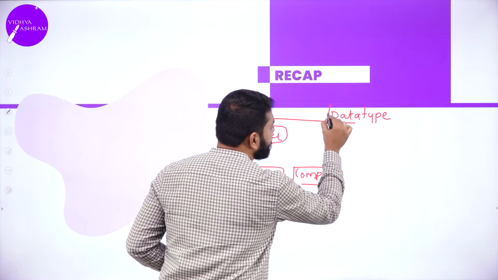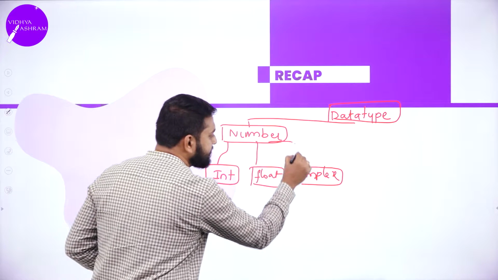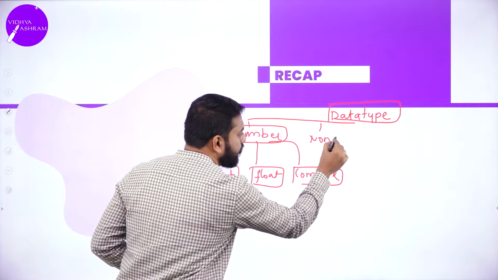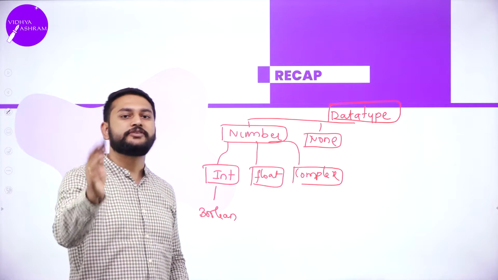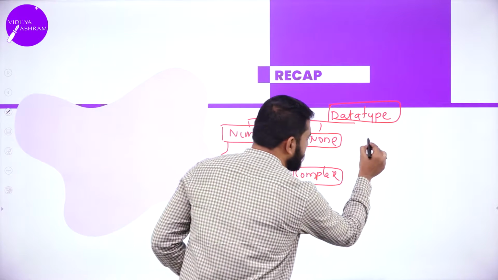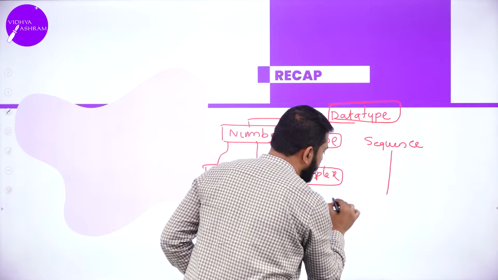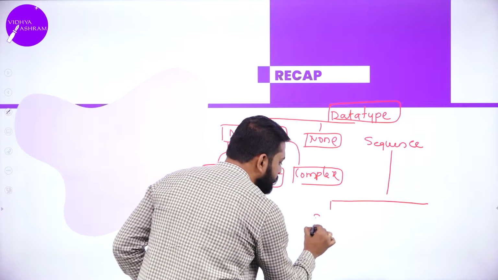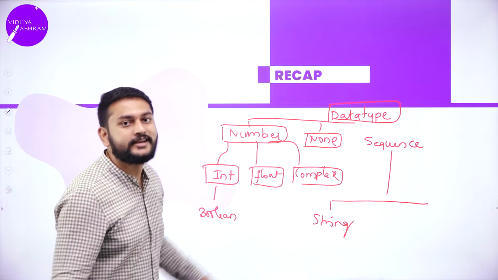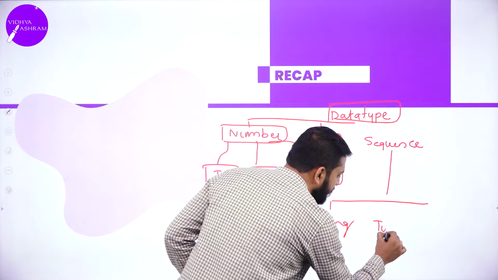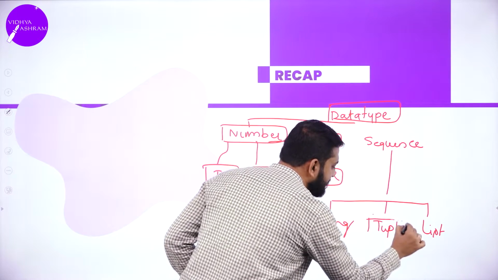So we have the data type called number. After the number we have the next data type, that is none. Yes or no? Yes, we have none. And one more important data type that we discussed in the previous class is sequence. Under the category of sequence, can you all tell me what we had? We had string, tuples, and list. This is what we had under the category of sequence.